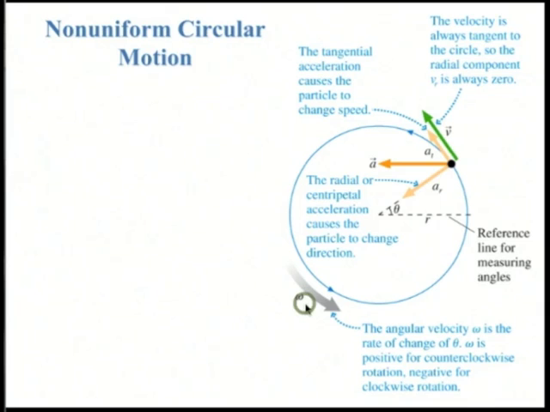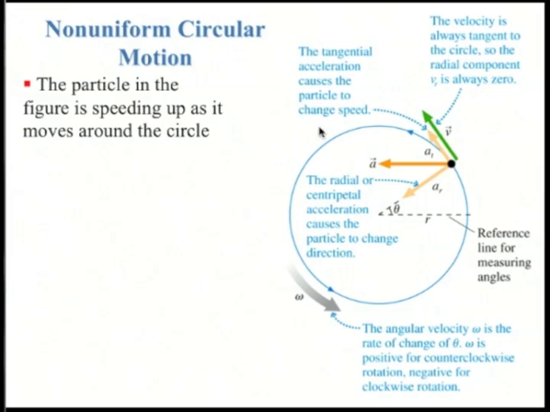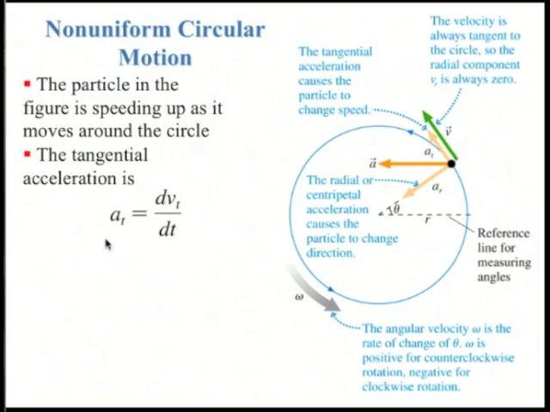You can use the angular velocity omega to describe the rate of change of theta. It would be positive for counterclockwise rotation, negative for clockwise rotation. And if the object has tangential acceleration, a sub t, then it will be changing its speed. It always has a radial component of its acceleration, a sub r, which causes it to stay in the circular path. In this figure, the particle is speeding up as it moves in the circle. So the tangential acceleration is d by dt of v sub t.